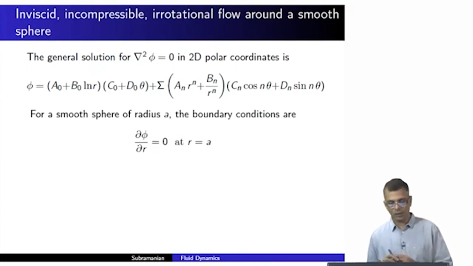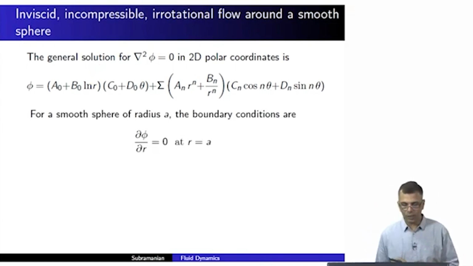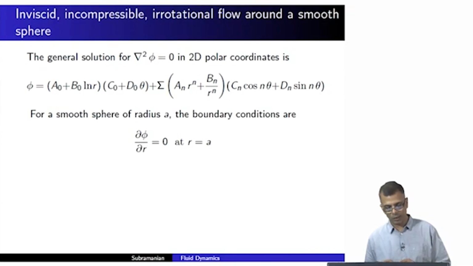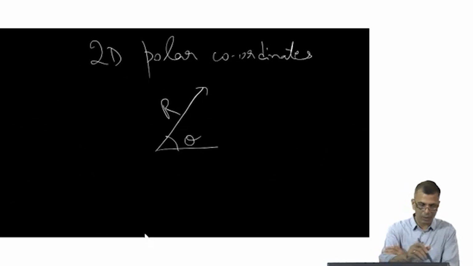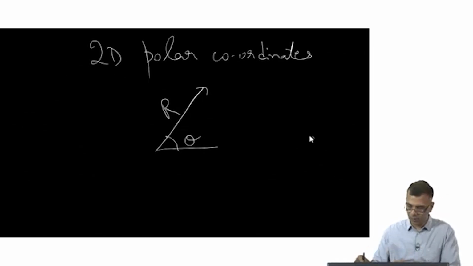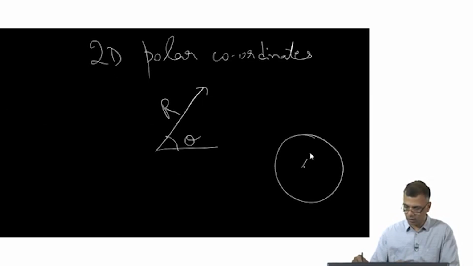So for a smooth sphere of radius a, I claim that these are the boundary conditions: d phi dr equals 0 at r equals a. In other words, this is a sphere of radius a, and at the surface I am claiming that.